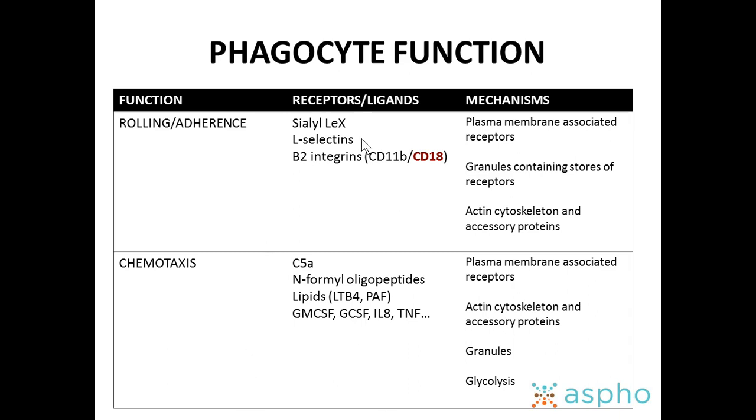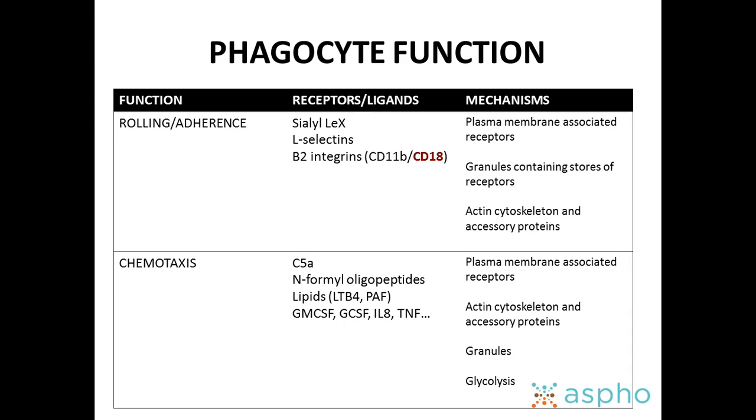So the Lewis X plasma membrane receptor, it's important to remember that this is a carbohydrate and it's recognized by carbohydrate-recognizing motifs. L-selectins are on lymphocytes, we'll talk about that in a second. The integrins are important. We're going to get into CD18 later on, but these are the things that mediate, these are what's on the neutrophils. They start rolling and start putting on the brakes as they roll over the endothelium.